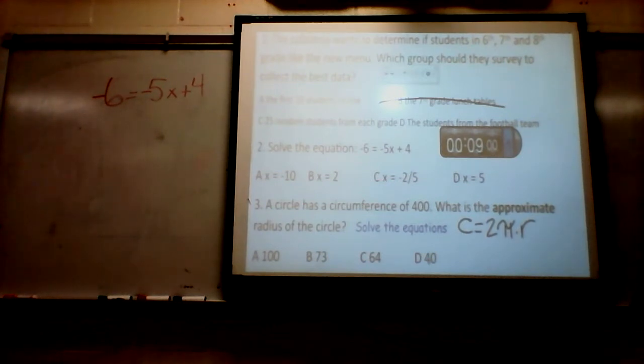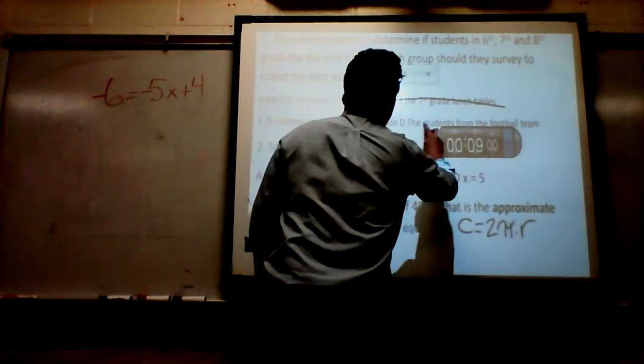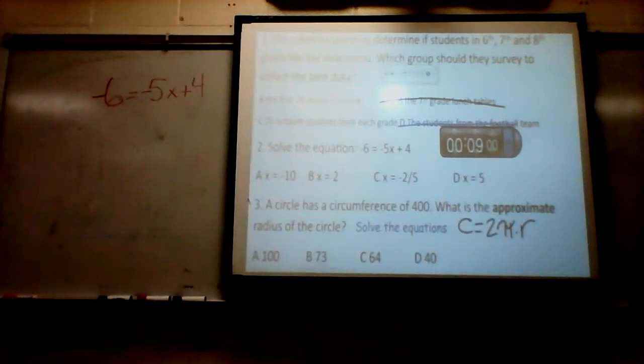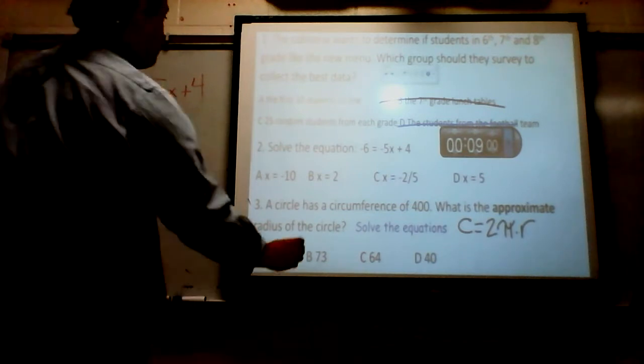Also, we can eliminate answer choice D, the students from the football team. Football players might like a different kind of food than the rest of the student body, and we want to get a fair picture of the entire school. That leaves us with 2 answer choices, either A, the first 10 students in line, or C, 25 random students from each grade level. And obviously, answer choice C is the best answer. If we take 25 random students from each grade level, we will have a fair picture from kids from each grade.